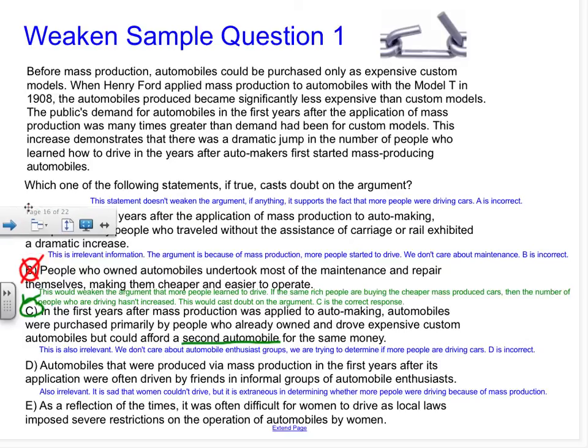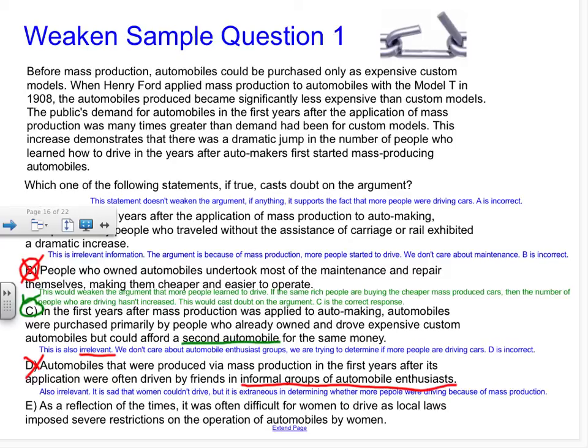D says, automobiles that were produced via mass production in the first years after its application were often driven by friends and informal groups of automotive enthusiasts. So this is irrelevant, as I said right here. Very irrelevant. We don't care about informal groups of automobile enthusiasts. We care about whether there's an increase in drivers linked to the increase in car sales. So this is irrelevant. It's what we call on the LSAT a distractor.